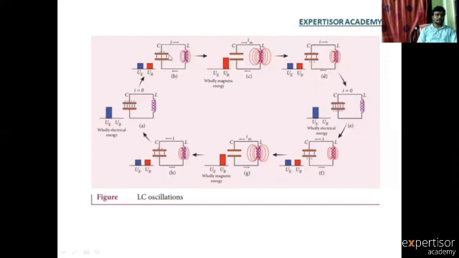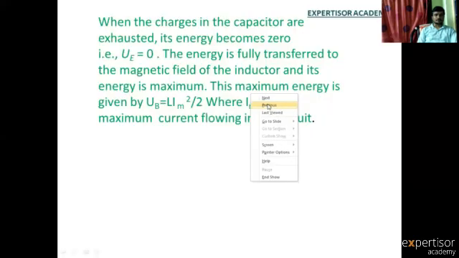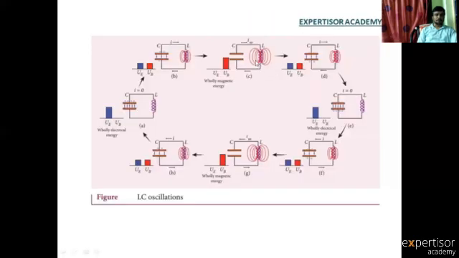When the current is transferring from the capacitor to the inductor, the magnetic field is developed in this inductor, arranging the magnetic field lines. So this number of magnetic field lines represents the magnetic flux. Now, this is a wholly magnetic energy circuit.